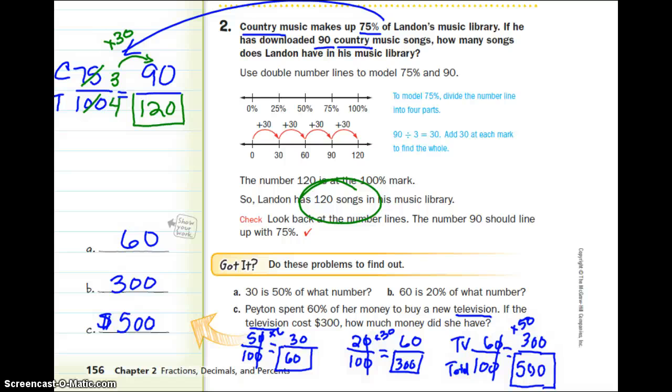60% on the TV costs $300. Therefore, 60% and $300 belong on the top. So again, labels are important to make sure that you put these in the right place. So she had a total of $500, of which she spent $300 on a TV.